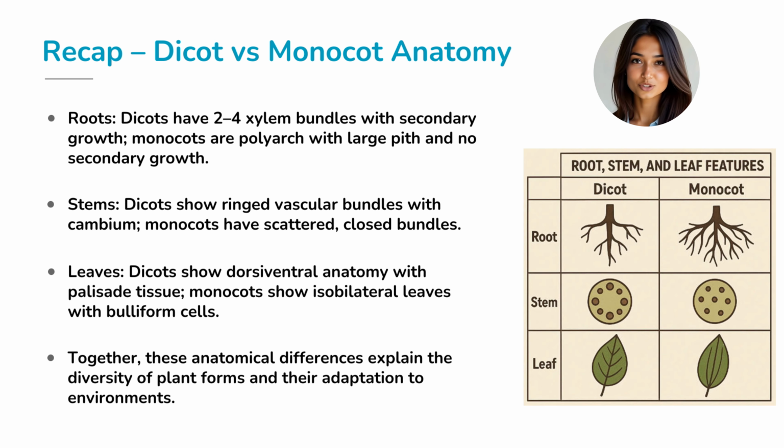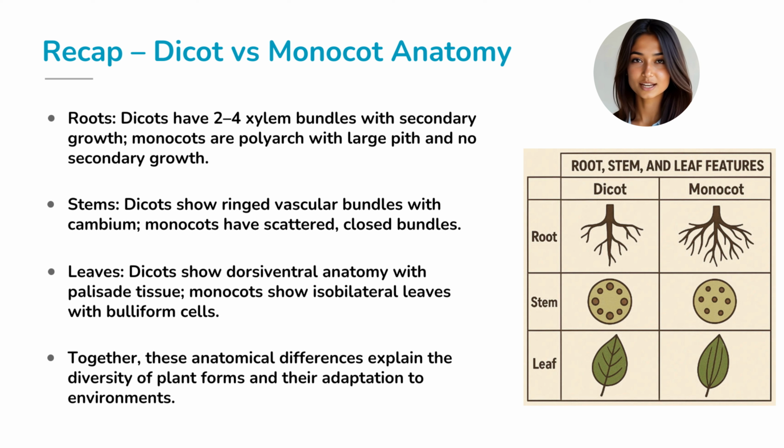Let's bring it all together. In roots, dicots show 2 to 4 xylem bundles and secondary growth. Monocots have many xylem bundles, large pith, and no secondary growth. In stems, dicots have a ring of open vascular bundles with cambium. Monocots have scattered, closed bundles with no cambium.